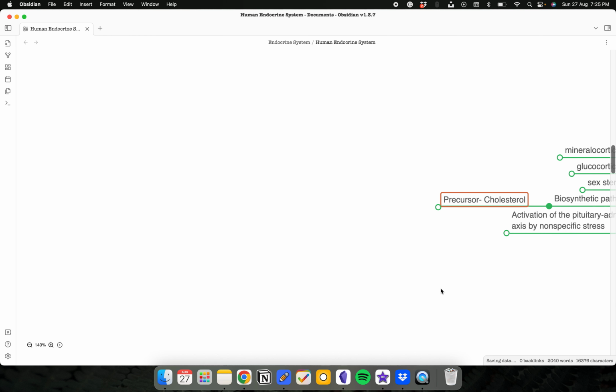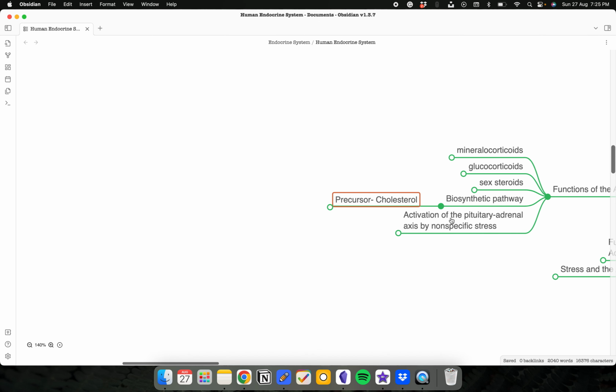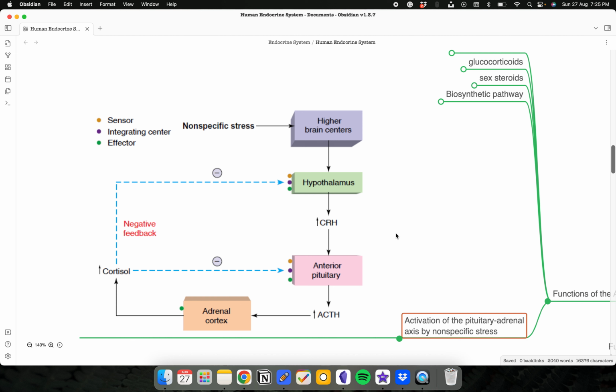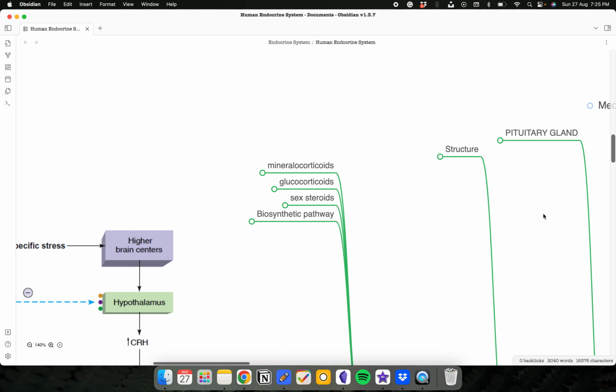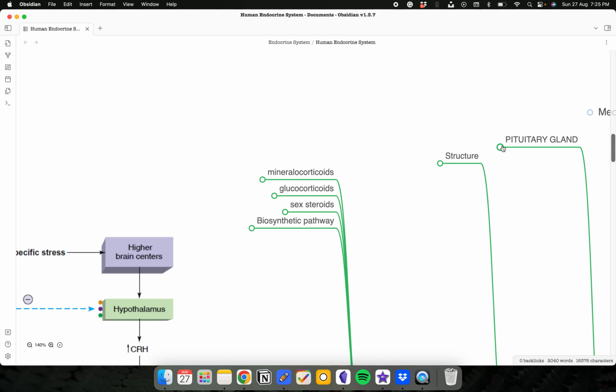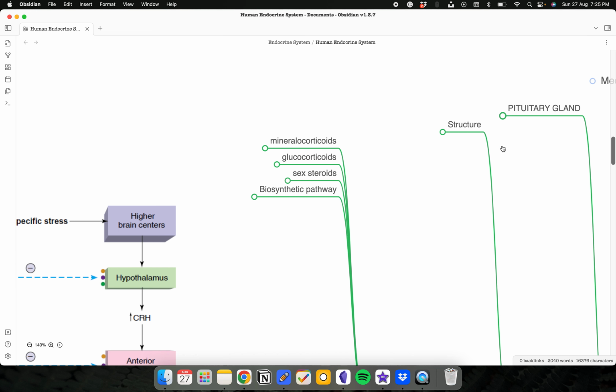Next is the activation of the pituitary adrenal axis by non-specific stress. This is interesting. As we have already discussed in the pituitary gland, releasing hormones and inhibitory hormones are released from the hypothalamus and act on the anterior pituitary. The releasing hormones stimulate the secretion of the anterior pituitary hormones, and the inhibitory hormones inhibit their secretion. The same thing is there.